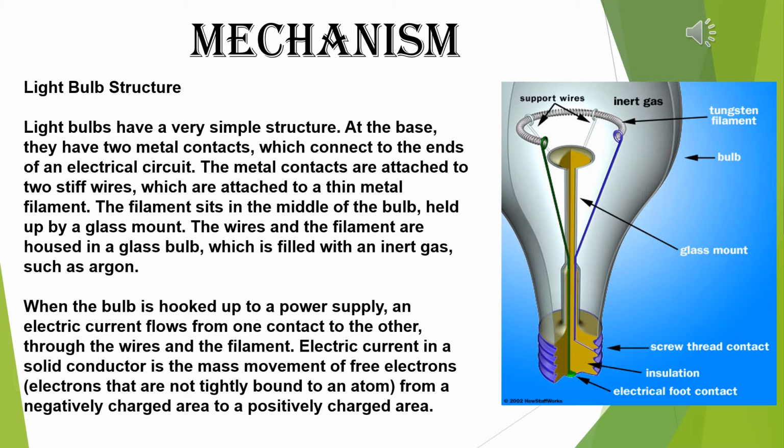When the bulb is hooked up to a power supply, the mechanism starts. An electric current flows from one contact to the other through the wires and the filament. Electric current in a solid conductor is the mass movement of free electrons, that is, electrons that are not tightly bound to an atom, from a negatively charged area to a positively charged area, and the bulb glows.